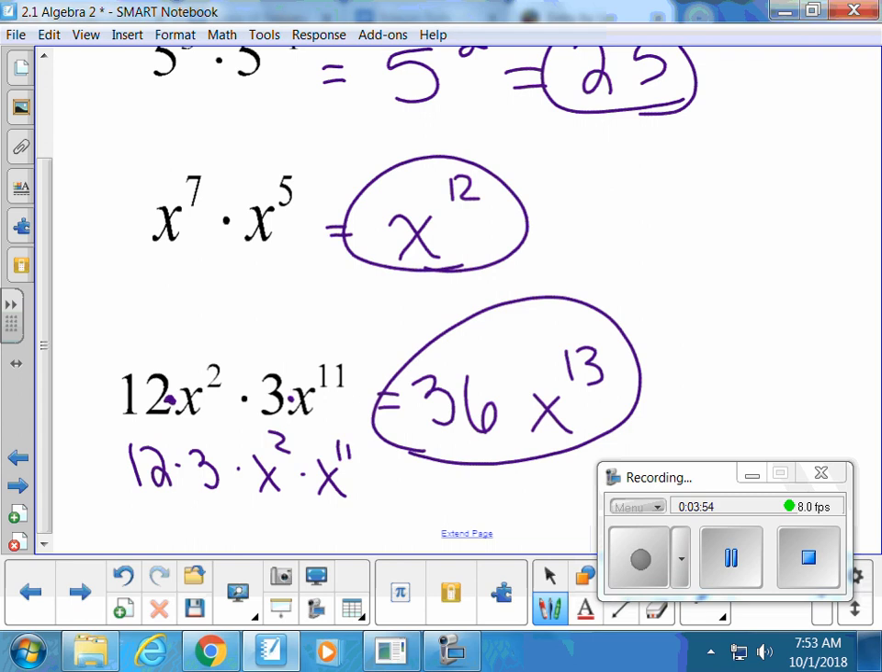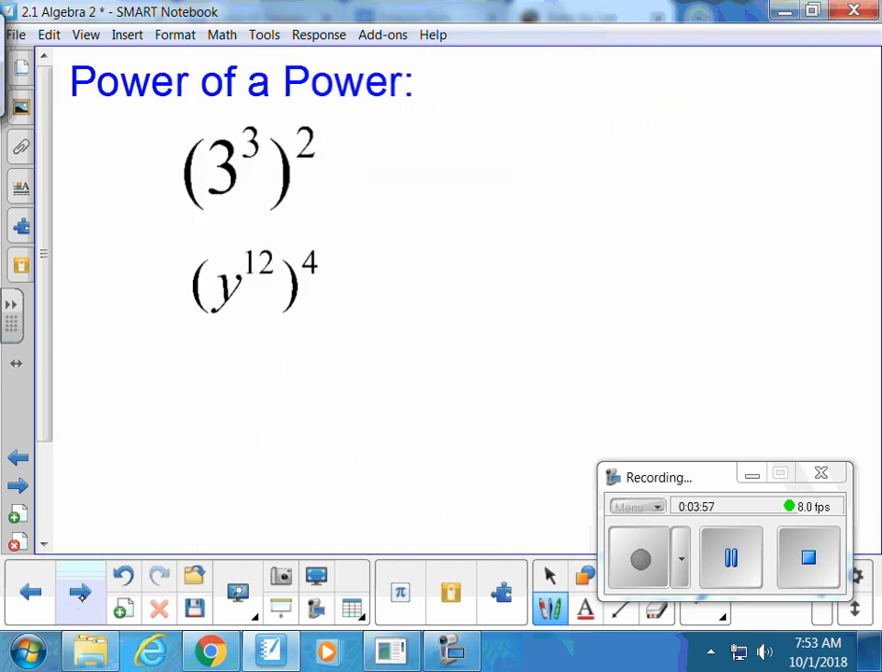Okay, so I think that might be it for that property. Let's do a different property. We're doing power of a power next. Looks like it's the second one on your little sheet.